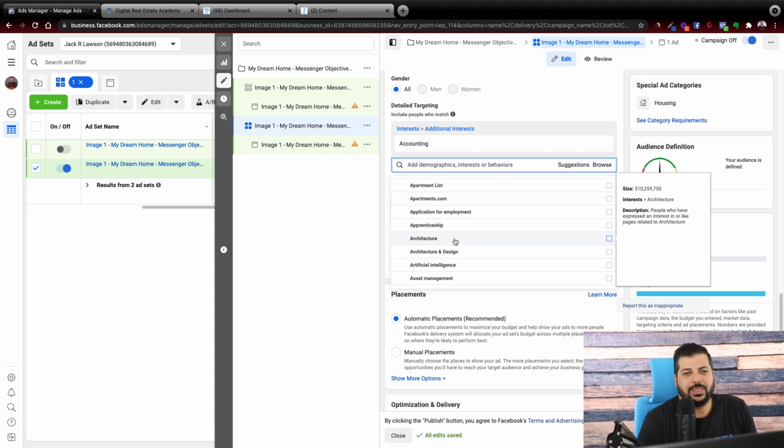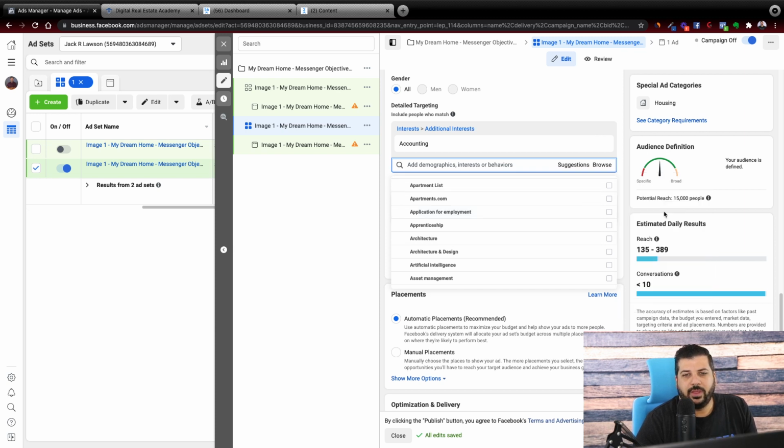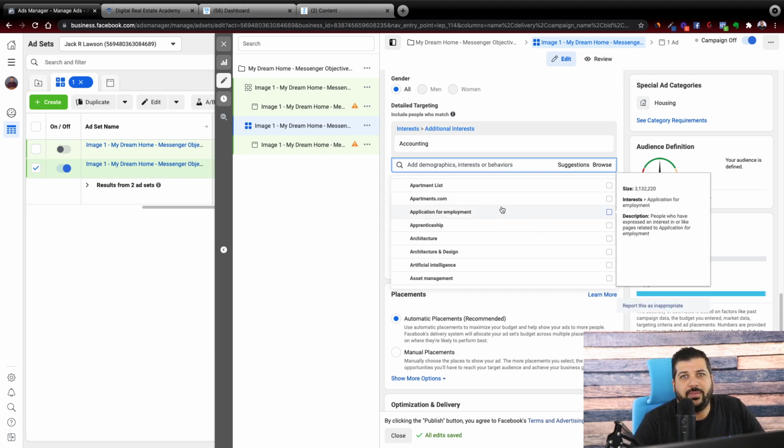And as a side note, when you are selecting these, you don't necessarily have to select every single one that you can. This might be something good to split test. You can select one or a handful of them. You want to make sure your audience doesn't get too specific. 15,000 is kind of small in my opinion. I would keep adding them until you have a larger audience, 50 to 100,000 at least.